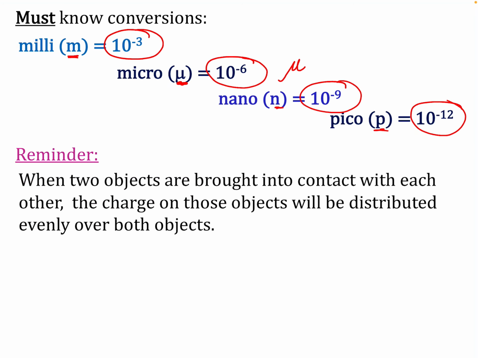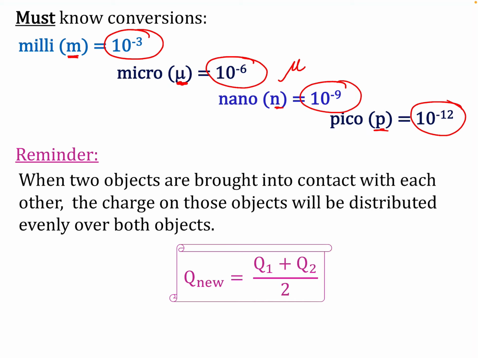Quick reminder, last thing. When two objects are brought into contact with each other, the charge on those objects will be distributed evenly. Charge likes to be as far away from each other as possible. Charge likes to try and neutralize the objects if it can. What that means for us is when we touch two objects together and then move them apart, both those objects will have the same charge. You've done this before. We have this equation where Q new is Q1 plus Q2 over 2.